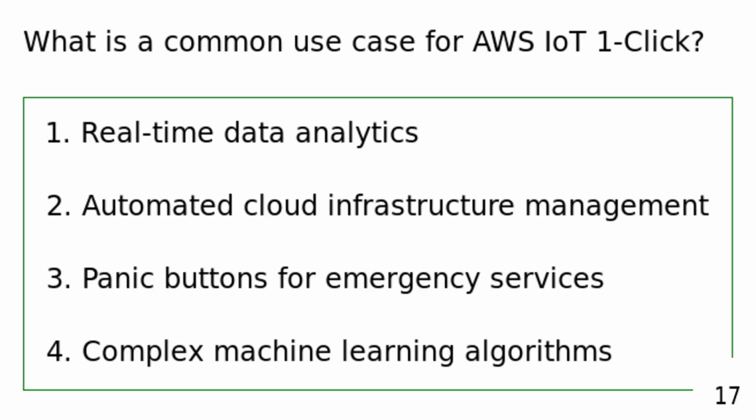What is a common use case for AWS IoT one-click? Real-time data analytics. Automated cloud infrastructure management. Panic buttons for emergency services. Complex machine learning algorithms.